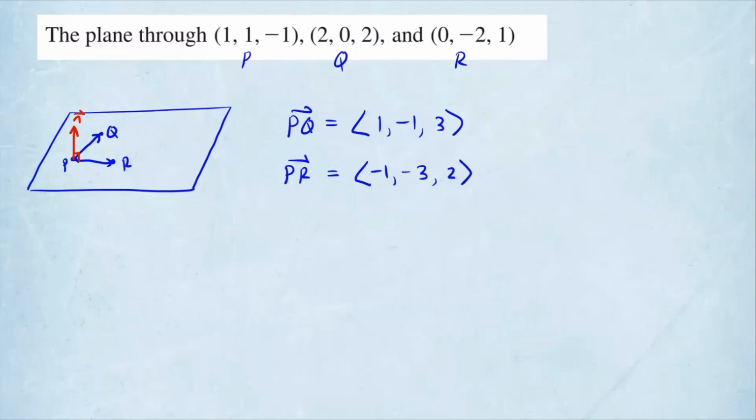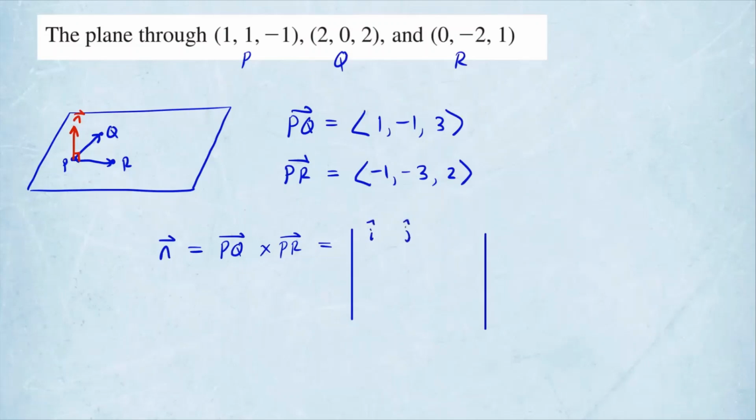Now we perform their cross product to get the normal vector. So our normal vector N is going to be PQ cross PR. If you're not familiar with the cross product, feel free to visit the link in the description box so that you're comfortable with this. We will set up a 3x3 matrix and find its determinant. The first row will be our standard unit vectors i, j, k. The second row is the vector P to Q, so that's 1, negative 1, and 3. The third row, we're going to put in the components for the vector P to R. So that's negative 1, negative 3, and 2.